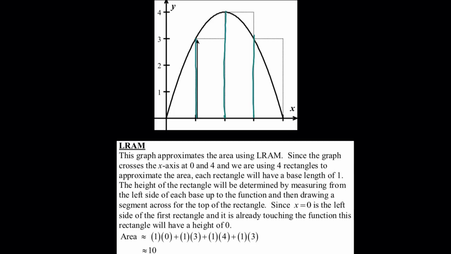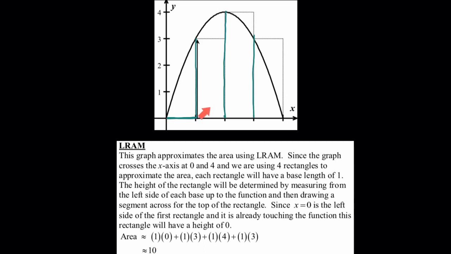Where the left side of the rectangle hits the function, that determines the height of that particular rectangle. Now for this rectangle right here, the left side is this side. This side hits the function right here at the origin. That means the height of this rectangle is actually 0. That's why we see 1 times 0. The base is 1, the height is 0.